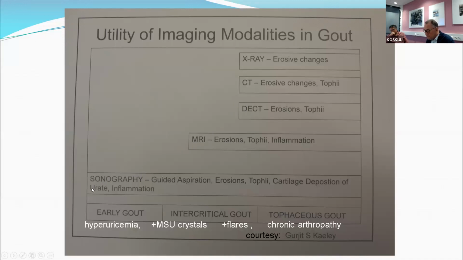Sonography is the only imaging method that can cover the whole life of gout. We see it in very early gout, even in the hyperuricemia state, when we can examine the patient. We call it intercritical gout when we have crystals and flares. And then we have chronic gouty arthropathy, according to Gurdjieff Geely. This is, I think, a nice cartoon.